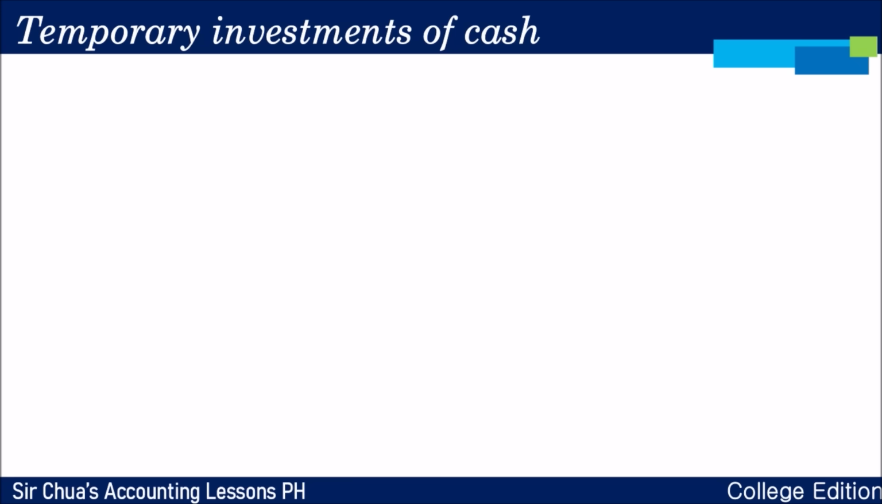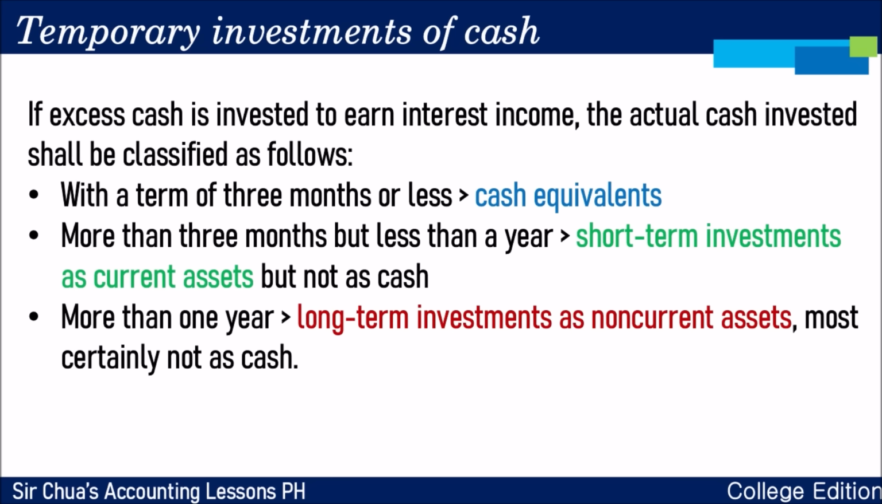However, the question is, will we report that as cash or not? So, these are the items that you should take into consideration. If there is an investment of excess cash, the invested cash will be classified as follows. If the term is 3 months or less, then it would be classified as a cash equivalent. Okay? But more than 3 months, so lumagpas ng 3 months, but it's less than a year, it will be classified as a short-term investment as current assets.